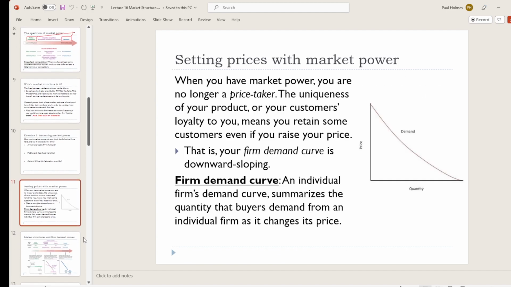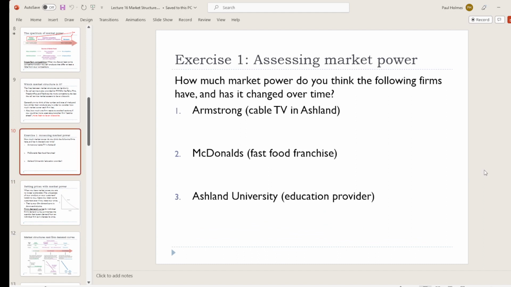Okay, so let's take a look at a few different businesses, a few different firms, and think about what sort of market structure they operate in. So the first one we've got here is Armstrong. Armstrong is the cable TV provider in Ashland. As such, it is the only provider of cable TV services. And so, at first blush, you could say, well, it seems like it's a monopolist. It's got a monopoly over cable TV. Do you think that's right, though? Do you think that they would be well described as a monopolist?